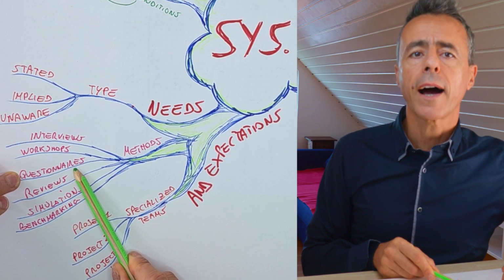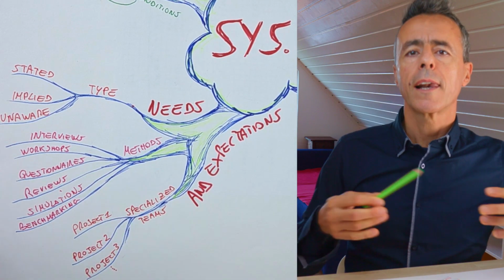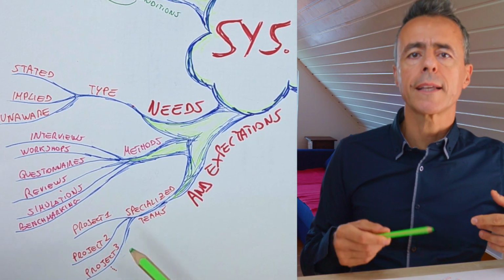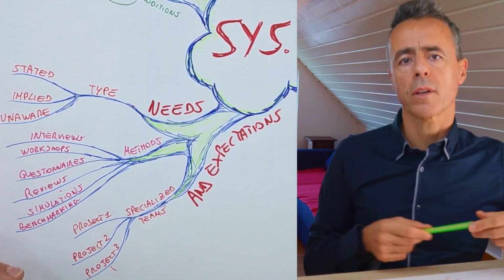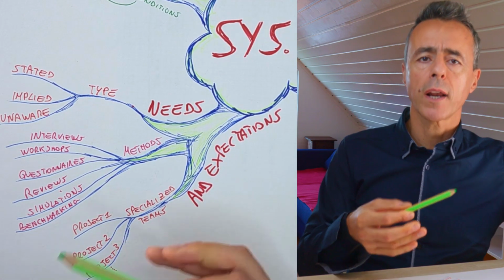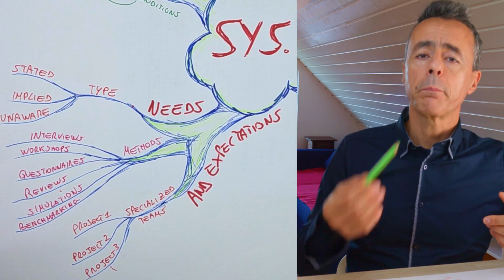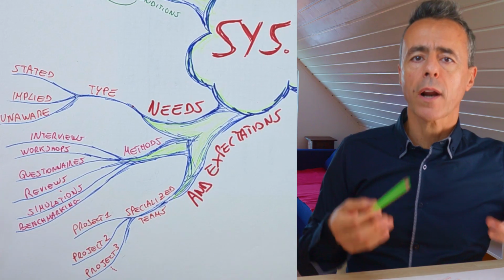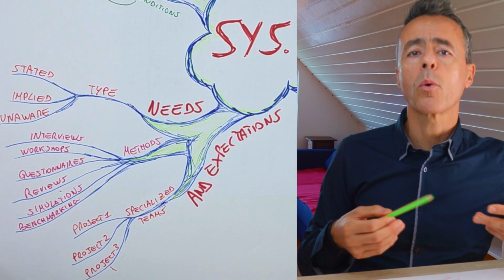Questionnaires and surveys are efficient when dealing with large user groups or distributed teams. They help capture quantitative feedback or set priorities. Simulation and prototype help stakeholders visualize functionalities and identify missing or unrealistic requirements. These are excellent for uncovering implied or unaware needs.